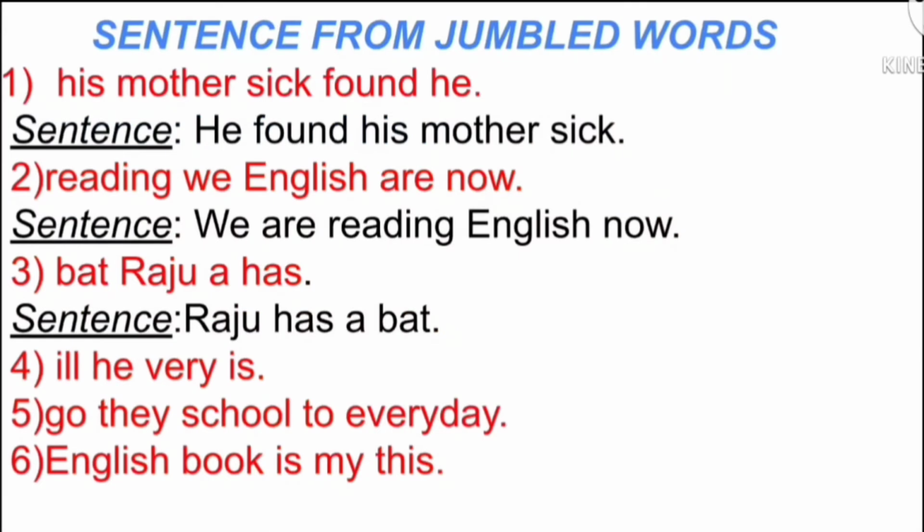Now, sentence from jumbled words. What are jumbled words? The words that have no meanings and no grammatical combination are called jumbled words. Here: his mother sick found he. When we rearrange these words, we get: he found his mother sick. In the same way, second: read we English are now. When we rearrange, we get: we are reading English now. This is a sentence. Third: bat Raju has a. When we rearrange, we get: Raju has a bat.